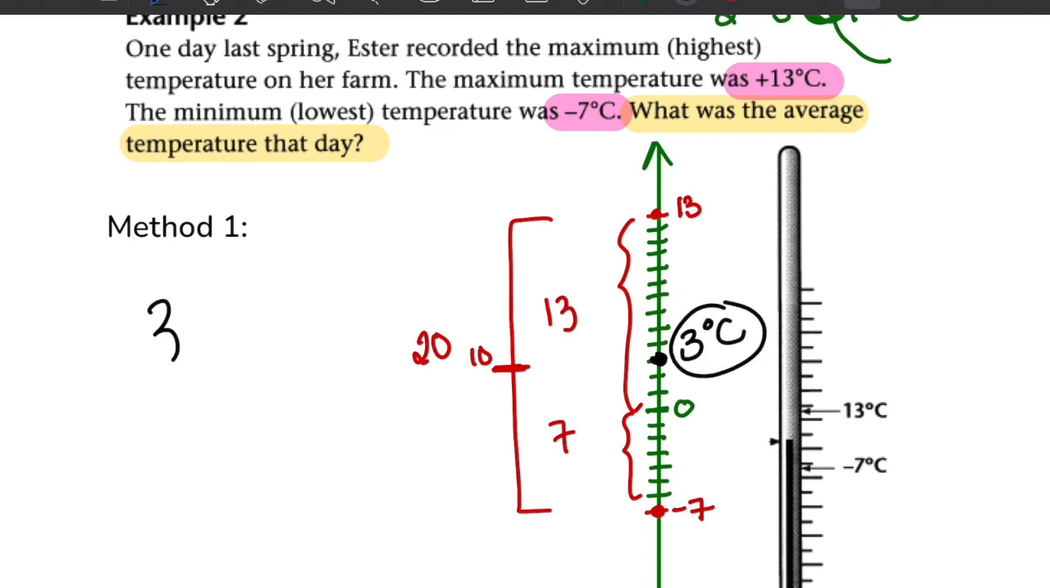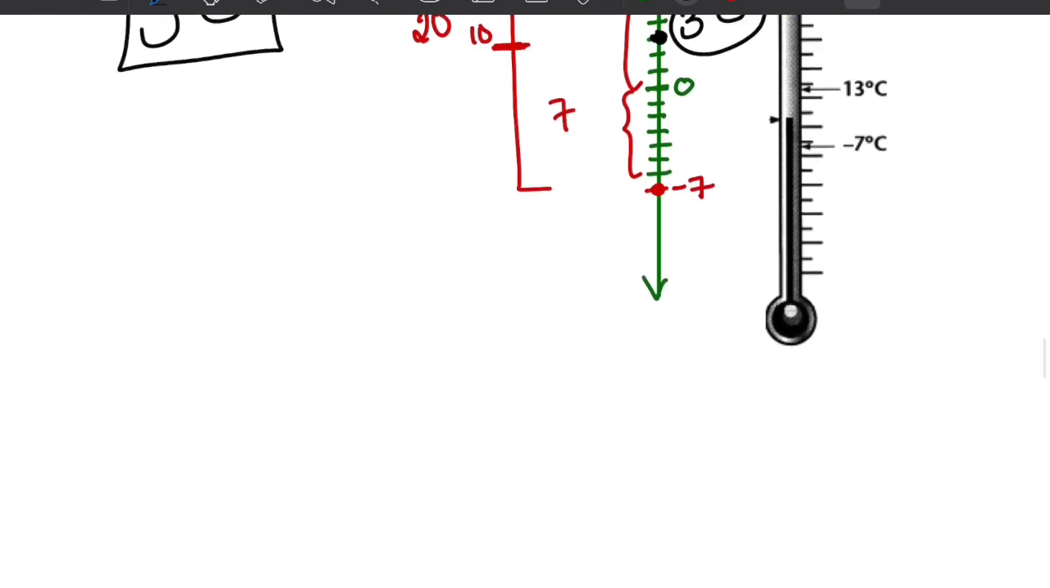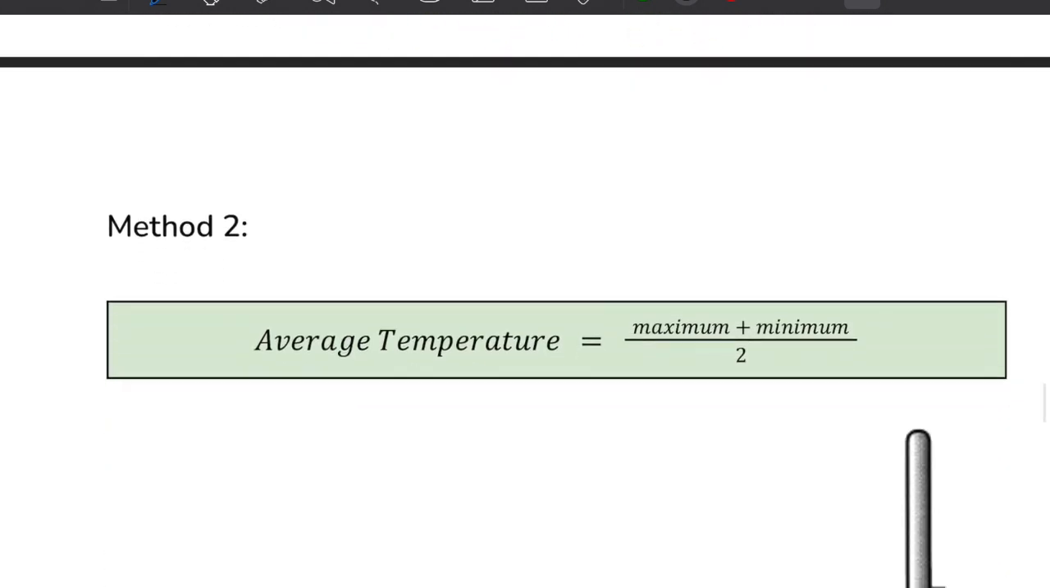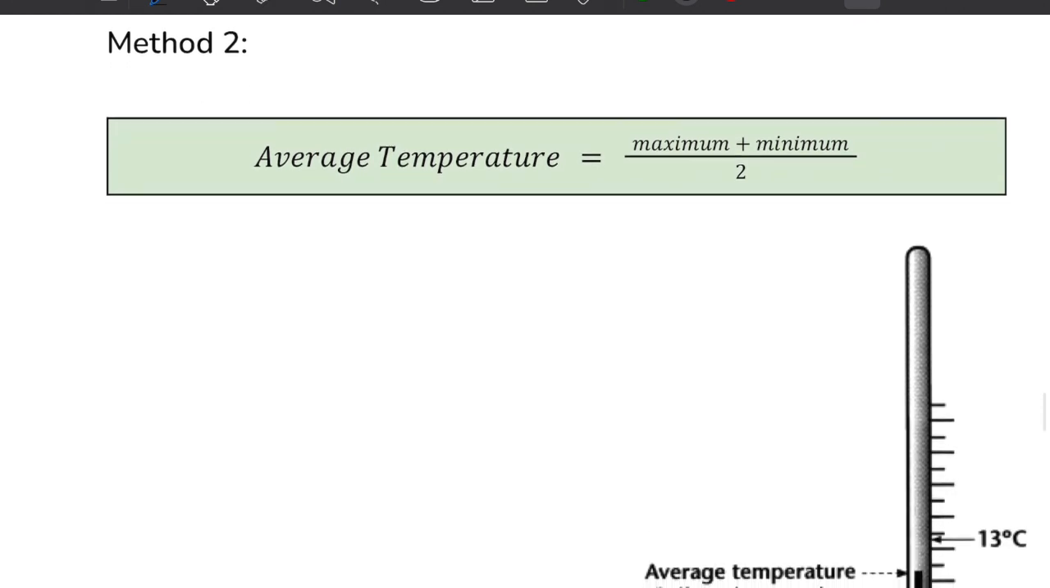So the average temperature was 3 degrees Celsius. Okay, so this is one way to do it, by counting. Another method is by using the formula. So I'm going to solve the same question using this formula. It says average temperature is equal to the maximum temperature plus the minimum temperature. So you add those two together first, and then you divide by 2.